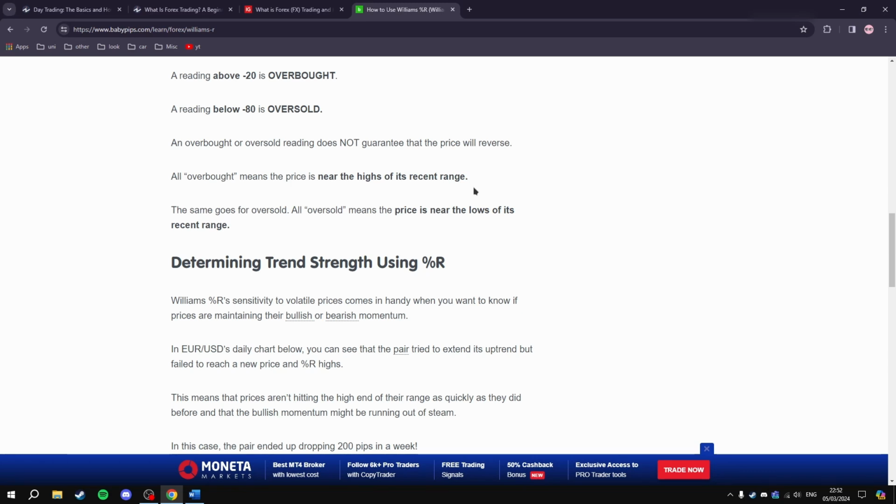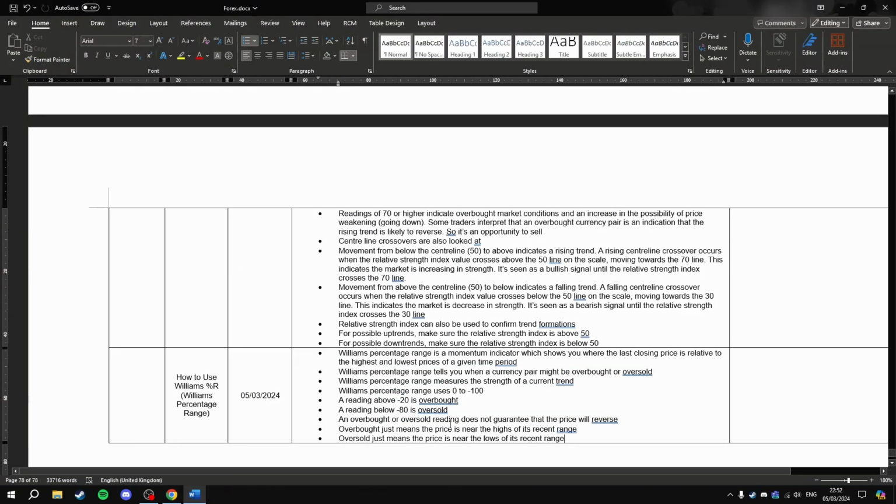Wait, when they say oversold, does that mean there's too much of it and not enough demand? Because then that would make sense: if there's too much of it and not enough demand, then the price drops, so the price is near the low of its recent range. Okay, that's confusing then.